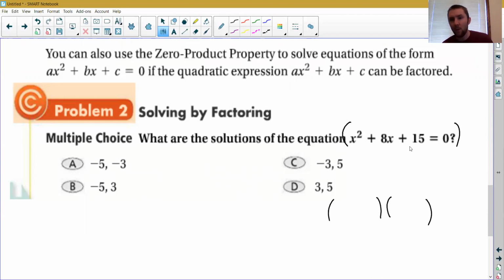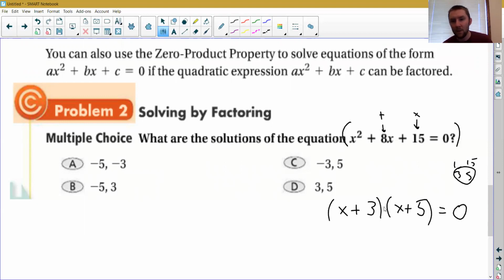Well, I would need to find two numbers that multiply to make 15 and add up to make 8. Numbers that multiply to 15, like 1 and 15, or 3 and 5. I guess that's it, but 3 and 5 work, right? Because 3 plus 5 is 8. So 3 and 5, x plus 5, x plus 3 equals 0.